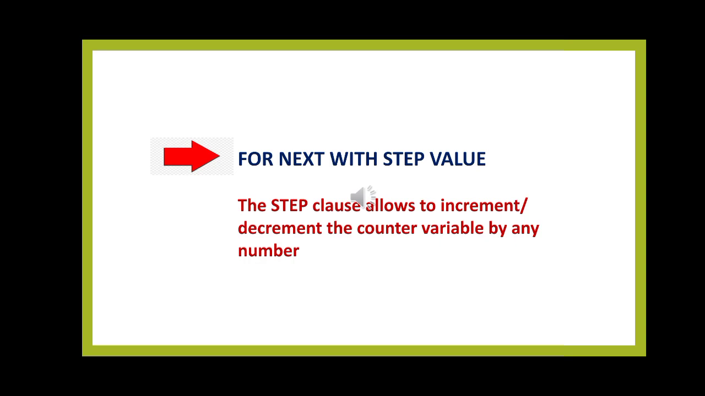Now let's come to the for next with step value. What is step value? The step clause allows to increment or decrement the counter variable by any number. The number may be decremented or incremented by 1, or incremented by 2, 3. We do not need to use the step value of 1 because whenever we write for I equals 1 to 10 or 1 to 5, there is automatically an increment of 1.